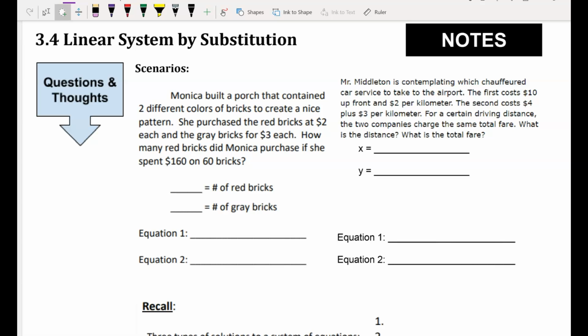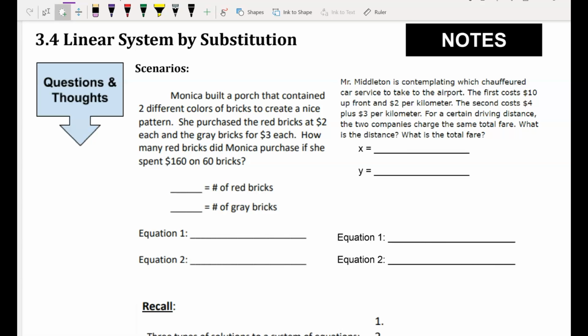a scenario. Now I've already read this problem through a couple of times, and you should be willing to do that. It almost always requires more than one reading of the problem to fully understand it and set up an equation that's based on what you've read. So let's read through this one. Monica built a porch that contained 2 different colors of bricks to create a nice pattern. She purchased the red bricks at $2 each and the gray bricks at $3 each.